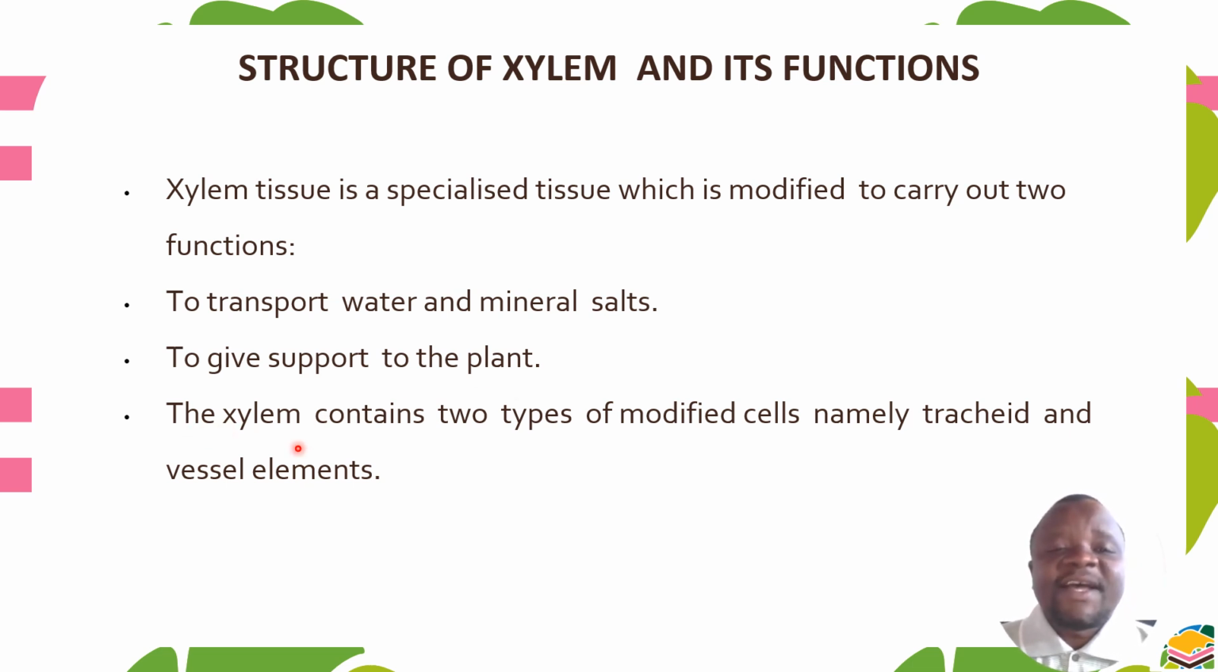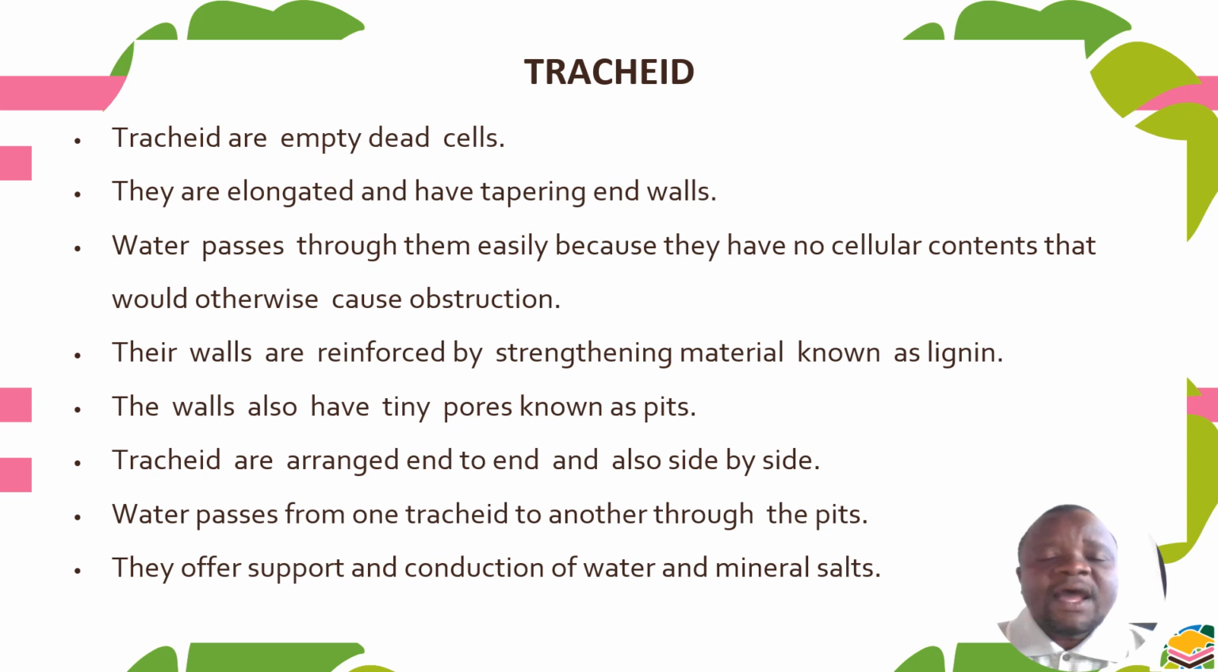Right, now the xylem contains two types of modified cells, and let us look at these two types of modified cells that are contained in the xylem tissue. So we have the tracheids as well as the vessel elements. Now let us look at the tracheid.